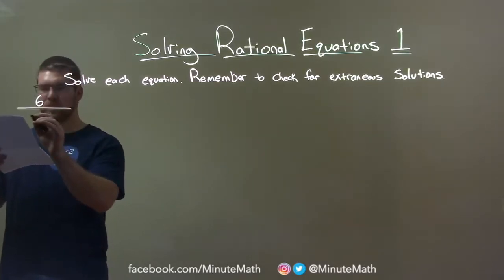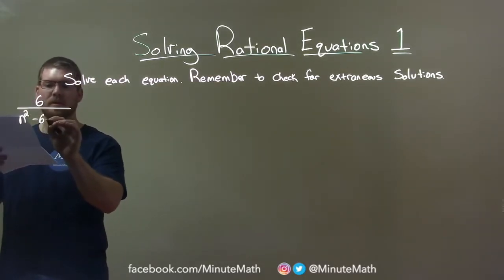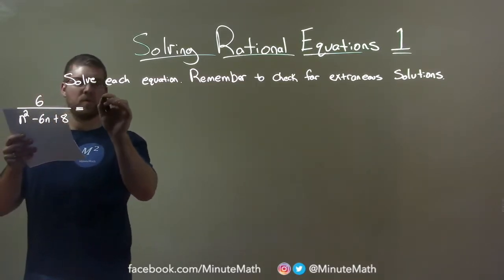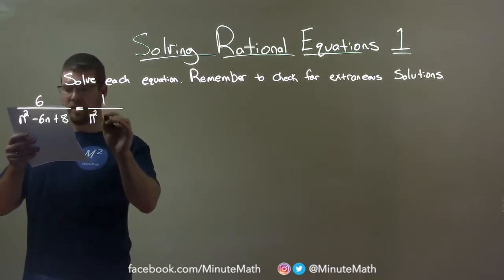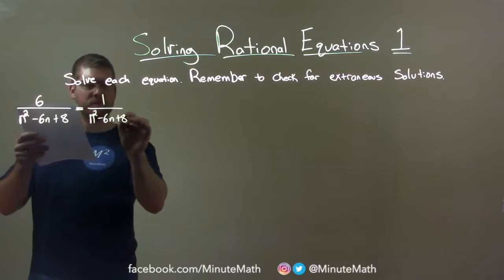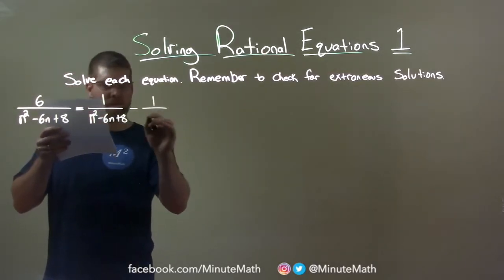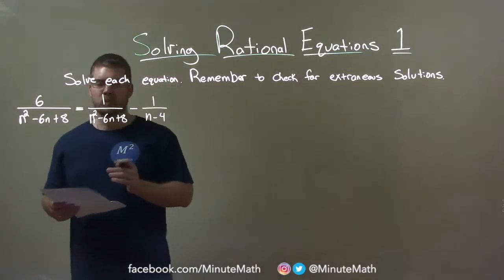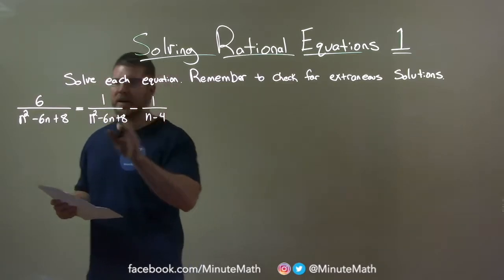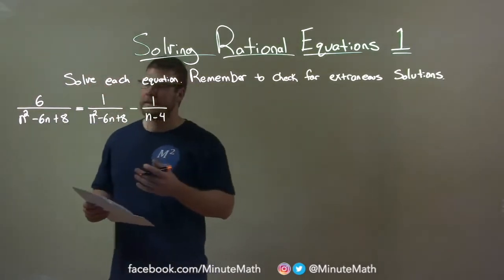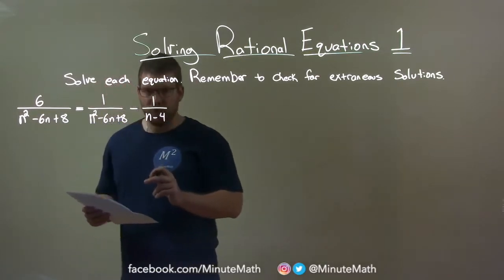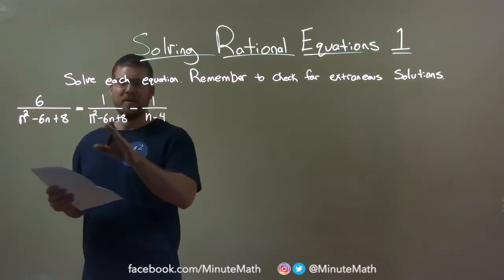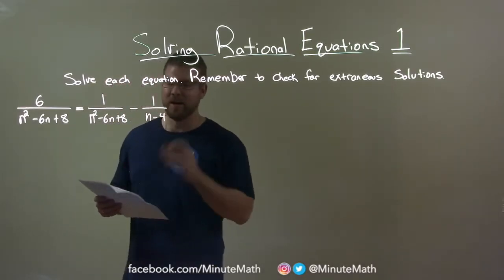6 over n squared minus 6n plus 8, and that's equal to 1 over n squared minus 6n plus 8, minus 1 over n minus 4. Okay, so what I want to do here, well, my first step is I want to see if I can get the same denominator across the board. Well, here we have a quadratic and here we don't, but I can probably factor the denominator, and it probably gets something with n minus 4, so let's do that.